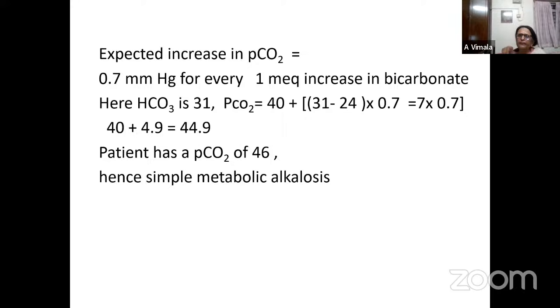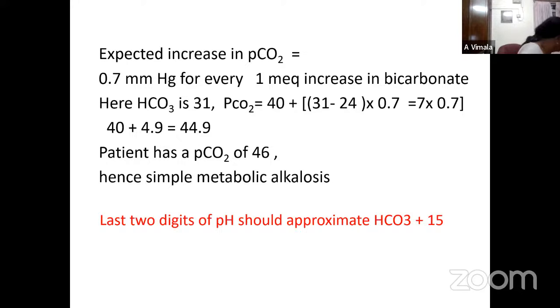So the expected increase in PCO2 according to the commonly used nomogram is 0.7 millimeter mercury for every 1 milliequivalent increase in bicarbonate. So bicarbonate is 31, PCO2 is 40 plus 31 minus 24, which is the normal bicarbonate, into 0.7. That gives you a value of 44.9, that is 45. The child has a PCO2 of 46, thereby saying it is a simple metabolic alkalosis.